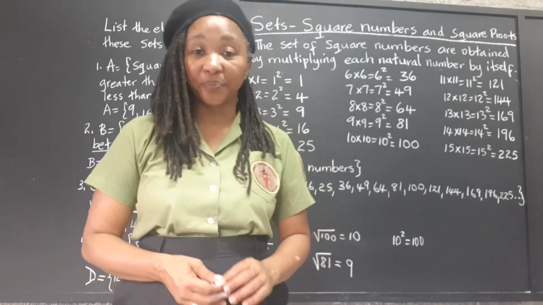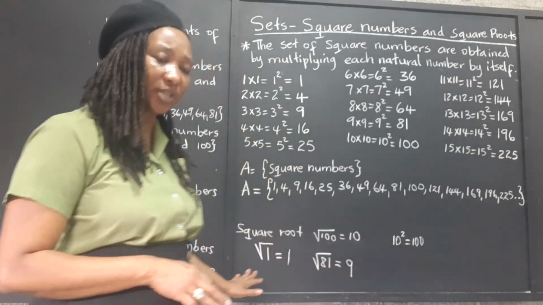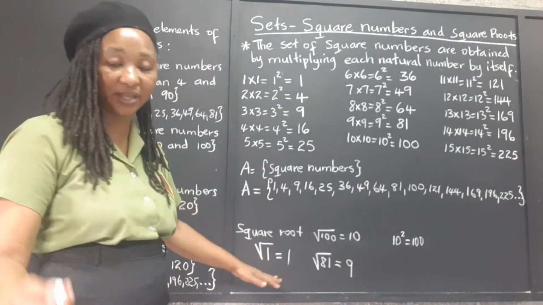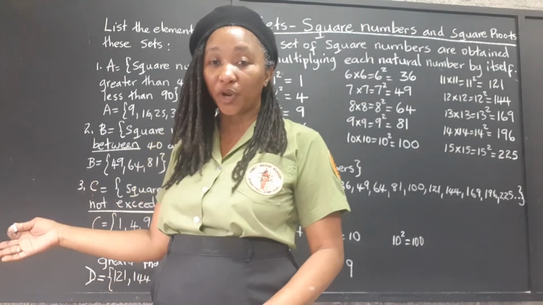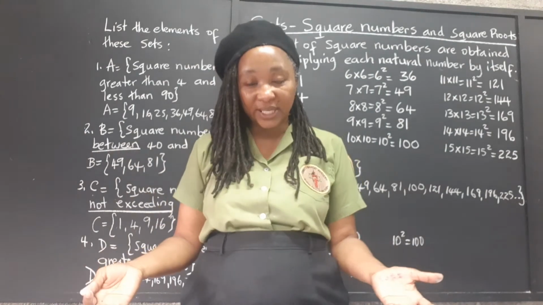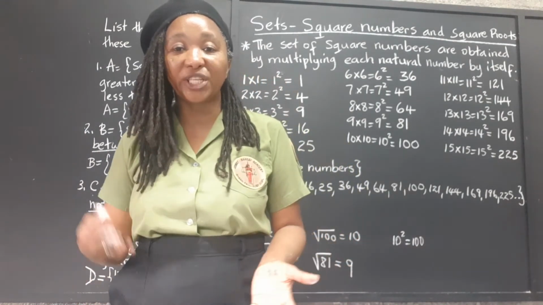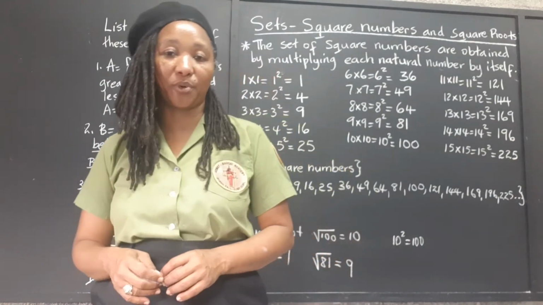So that's it for the set of square numbers. And we also talked about square roots since it's related, right? So a number times itself will give the square number. The square root would be taking you back to the original number. Which number did we multiply by itself to get that square number, all right?